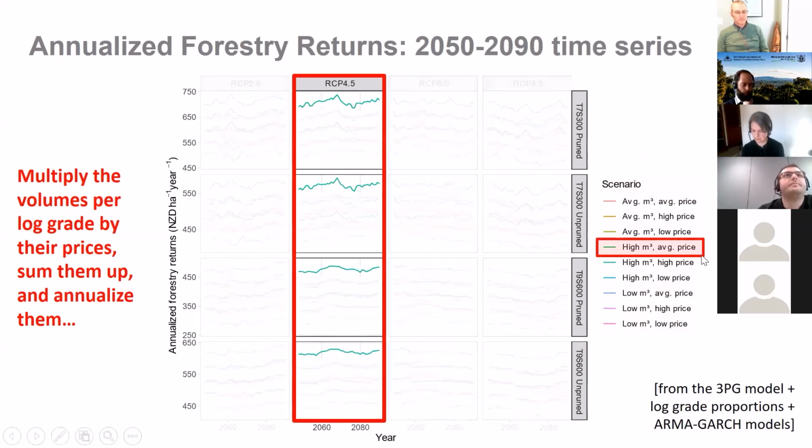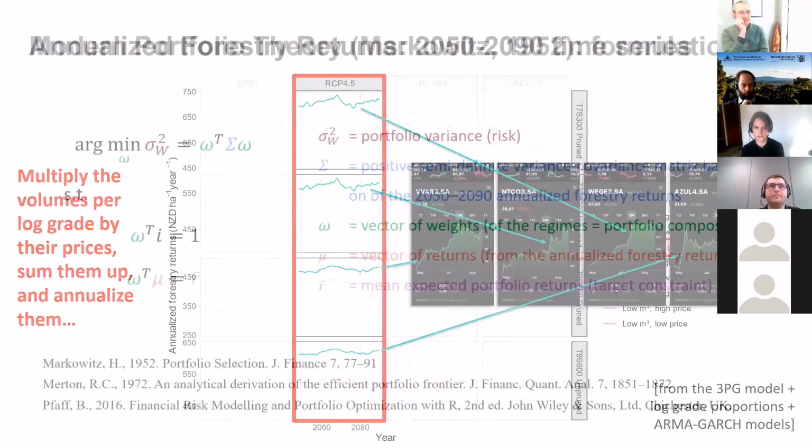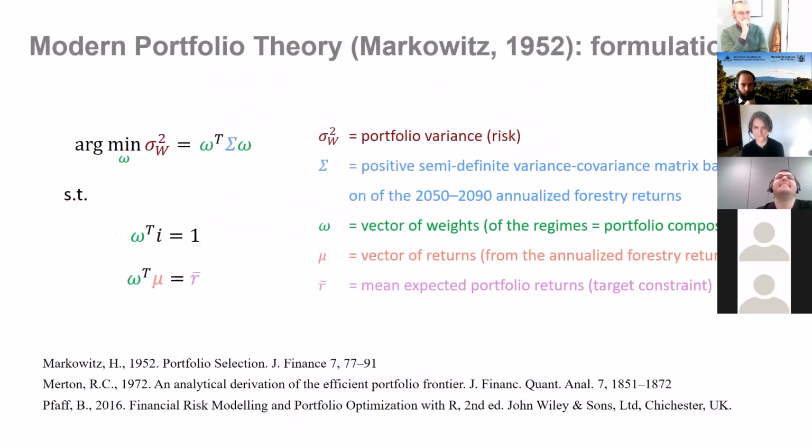So we pick a scenario, and then we pick an RCP, and then we have these 4 lines, one for each regime. And then we create portfolios based on these 4 lines. In a way, these 4 lines are not different from picking 4 different stocks from the stock market. We're just doing a standard application of portfolio theory based on these forestry returns. Now, I'm just gonna skip this slide. I'm sorry, but it's just the formulation behind portfolio theory, which we used here for the optimization. But any paper on portfolio theory uses basically this formulation, so it's really not that important.